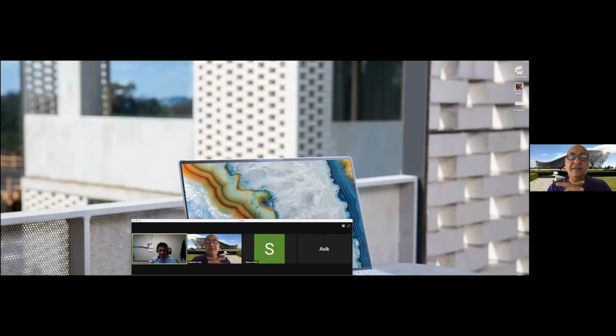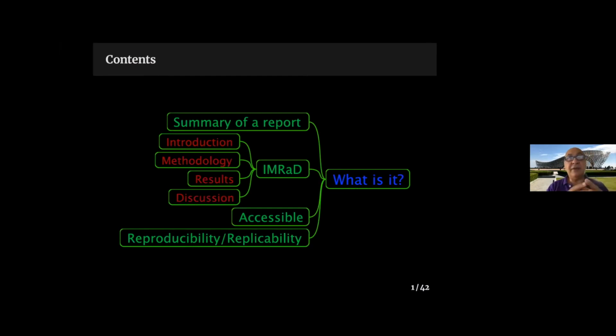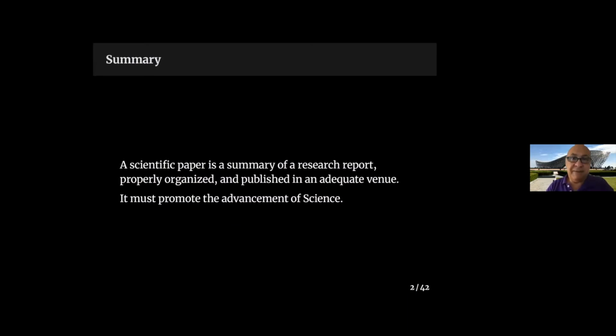First, we will see what is a paper. What is a scientific paper? Essentially, it's the summary of the report of a scientific project, which is organized in a particular way. It is made accessible to the community and is reproducible and replicable. A paper is a summary of a research report, but it has to be organized in a proper way, published in a proper way, and it should promote the advancement of science as a whole.